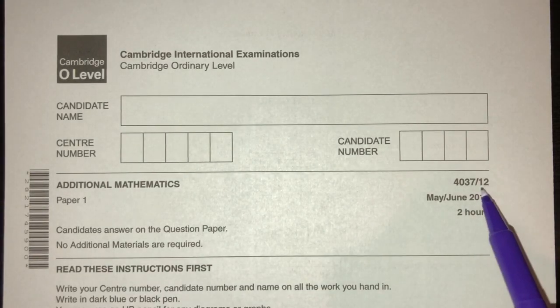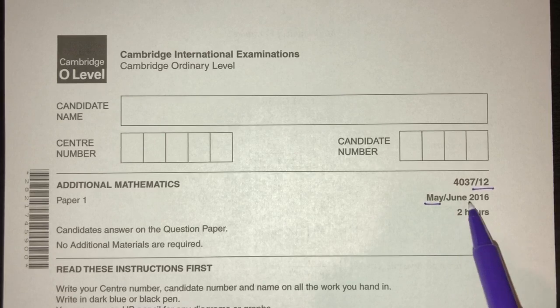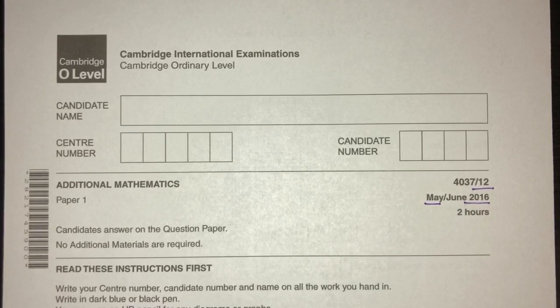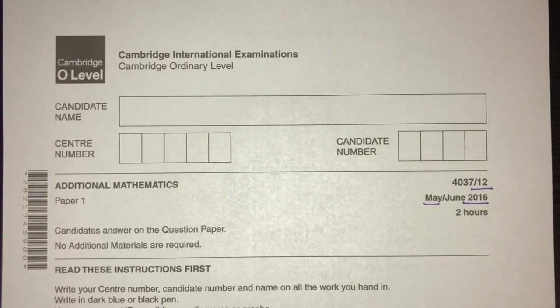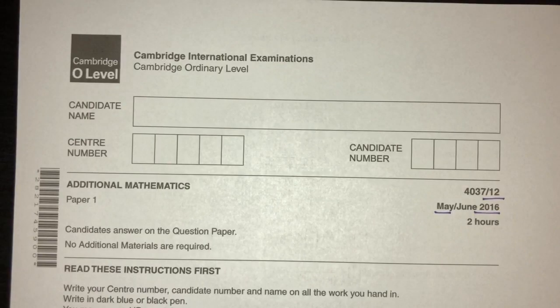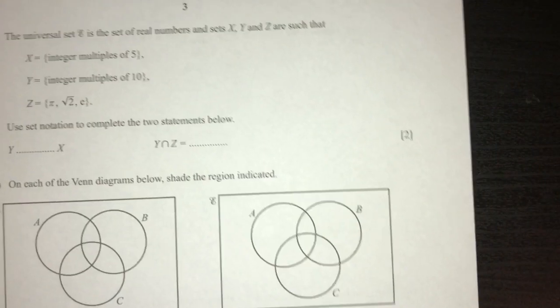This one is paper 1-2 of May-June 2016 of Add Math paper 1. Before we begin this video, I would just like to give you guys some advice. When you do past papers, the most important thing right now is to understand how to do those questions. I hope you keep that in mind while doing them. With that being said, let's move on to question number 1.